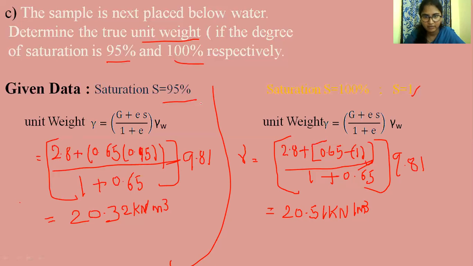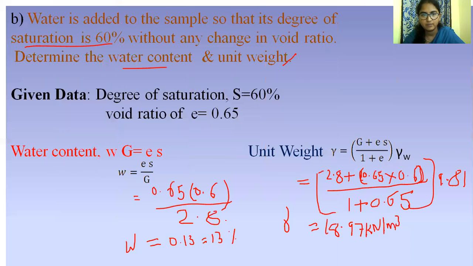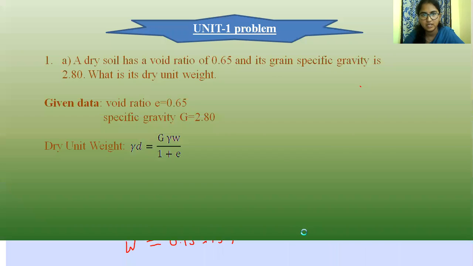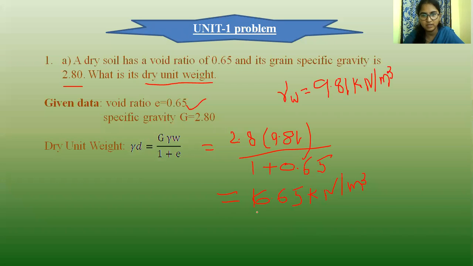So gamma has two saturation conditions, one is 95% and one is 100%. The unit weight is different, two variations: 20.32 to 20.51. Water content is 13% and unit weight is 18.97. In the first case, only dry unit weight gamma is equal to 16.65 kilonewton per meter cube.